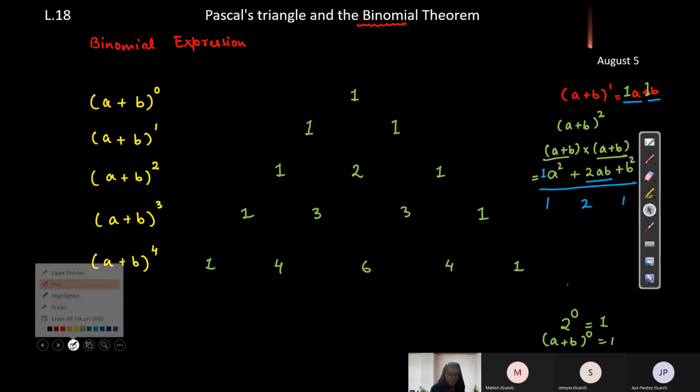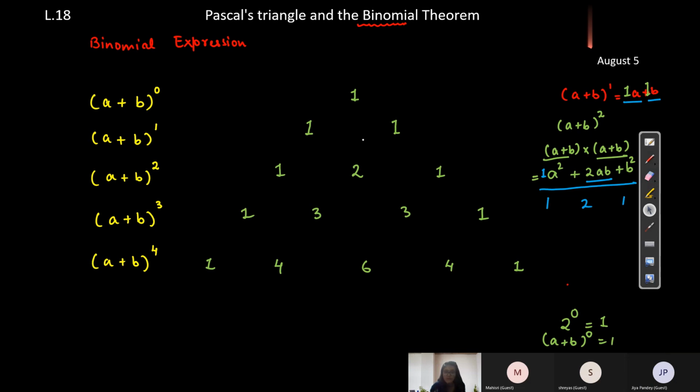Okay, let me make some drawing over here. So this 2 we get by adding 1 and 1. This 3 we get by adding 1 and 2. This 3 we get by adding 2 and 1. This 4 we get by adding 1 and 3. This 6 we will get by adding 3 and 3. This 4 we'll get by adding 3 and 1. So this is the pattern. Now just continuing like this, we can keep on writing the coefficients of the terms.